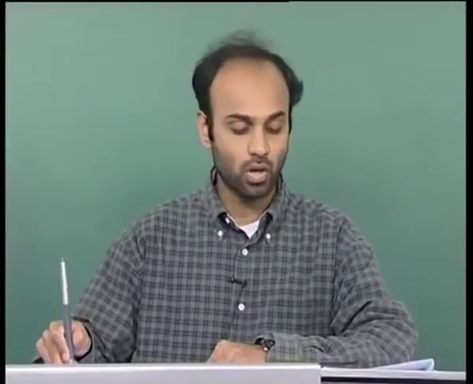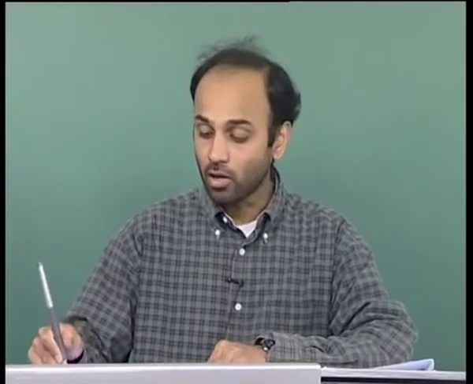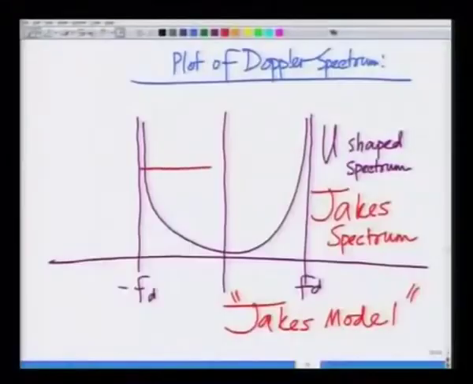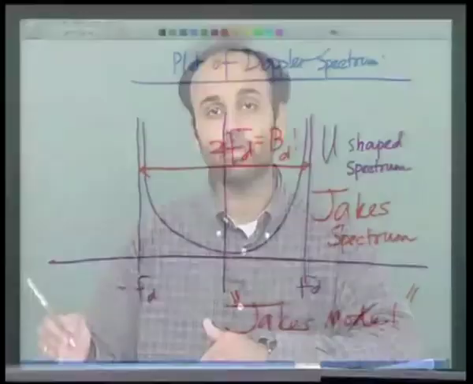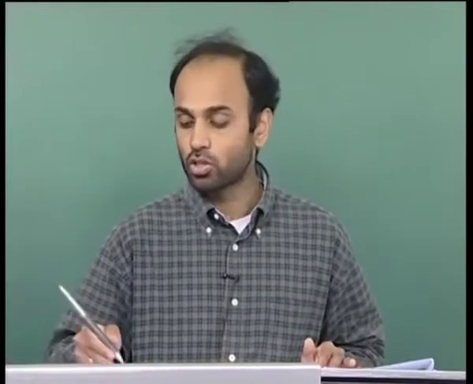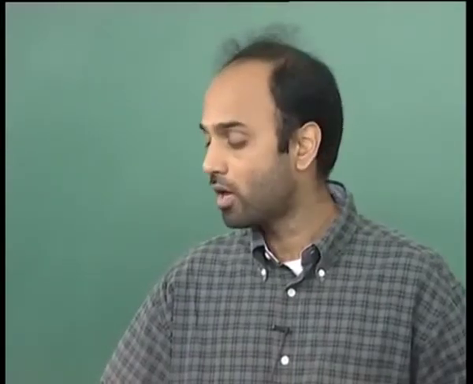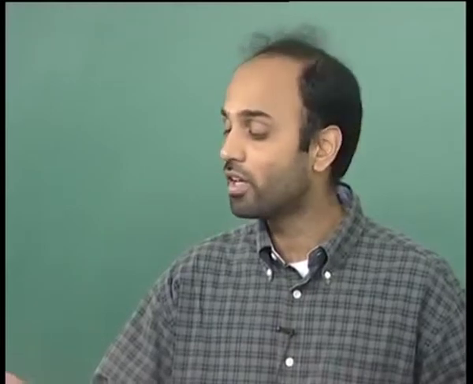This spectrum is known as the Jakes spectrum, and look at the spread of this. The spread between minus f d and f d is nothing but 2 f d, which is nothing but B d, the Doppler spread that we defined earlier. So, the Doppler spread is nothing but the spread of the Doppler spectrum. This U shaped spectrum, which shoots up to infinity at minus f d and f d, is the standard Jakes spectrum as part of the Jakes model, and it has a Doppler spread of 2 f d, which is the B d that we defined earlier.